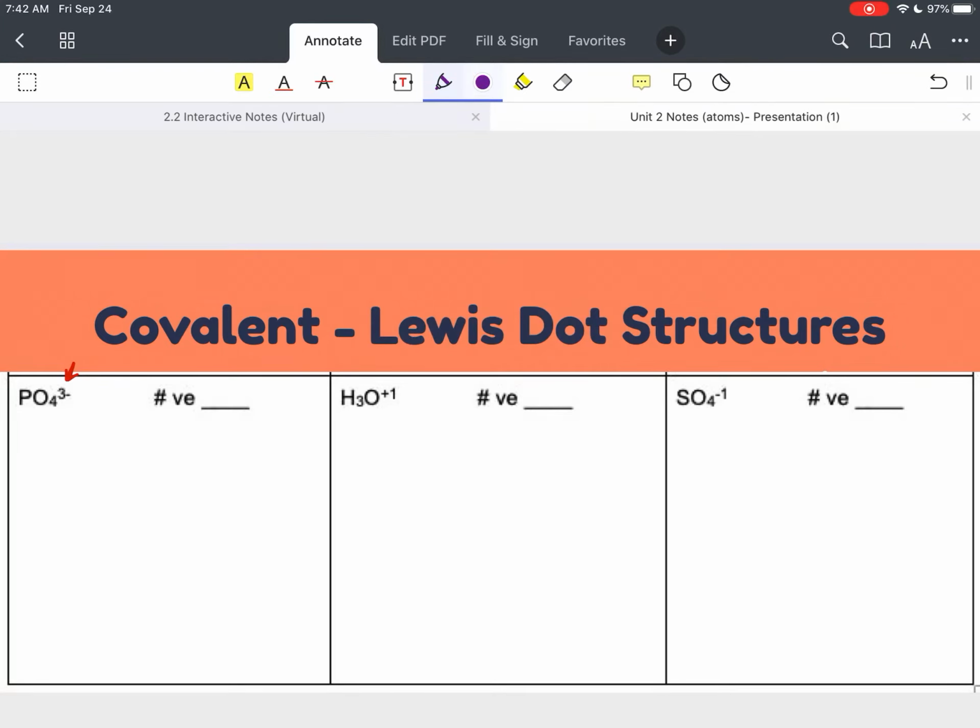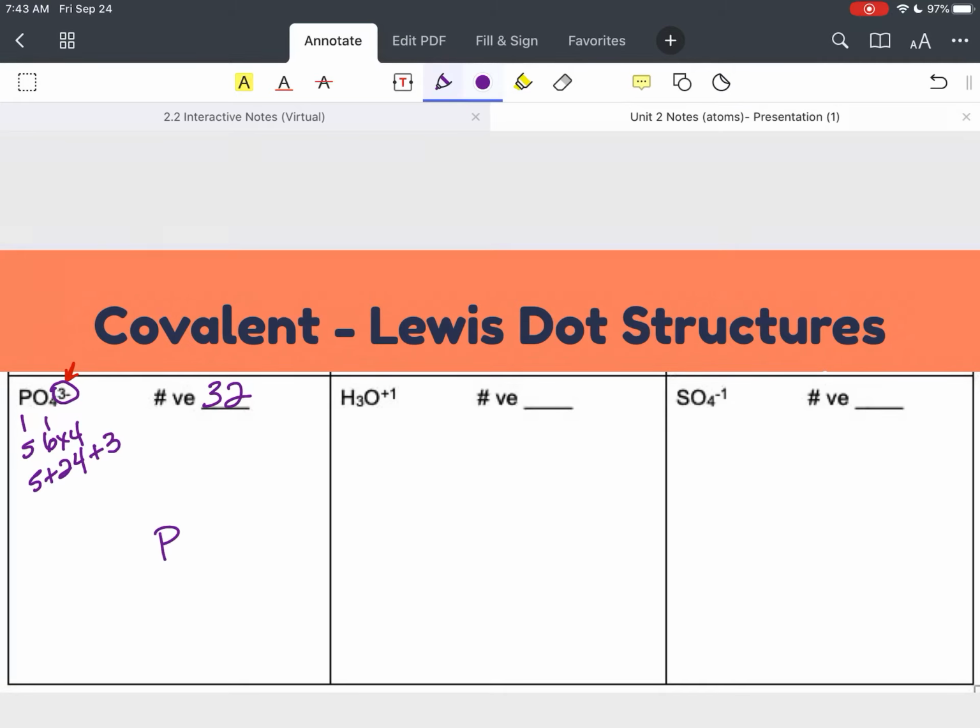So when we count our valence electrons, we're going to add 3 because it has gained 3 for the 3-. Okay, so phosphorus has 5 valence electrons. Oxygen has 6, but there's 4 of them. So that's 5 plus 24. And then don't forget, I have to add 3 more because of my 3- charge. Okay, so I end up with 32 valence electrons.